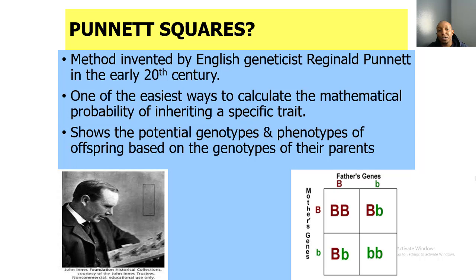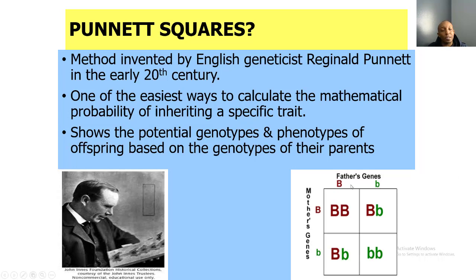So the first thing we're going to look at is Punnett squares. A Punnett square is a method invented by English geneticist Reginald Punnett in the early 20th century, and it's one of the easiest ways to calculate the mathematical probability of inheriting a specific trait. It shows the potential genotypes, which are those letters, and phenotypes, which is the physical makeup of offspring based on the genotypes of their parents.